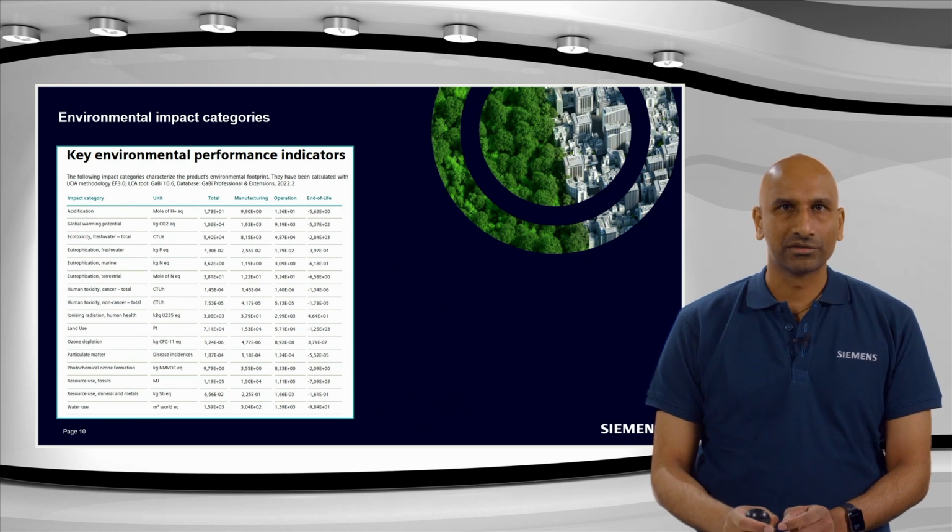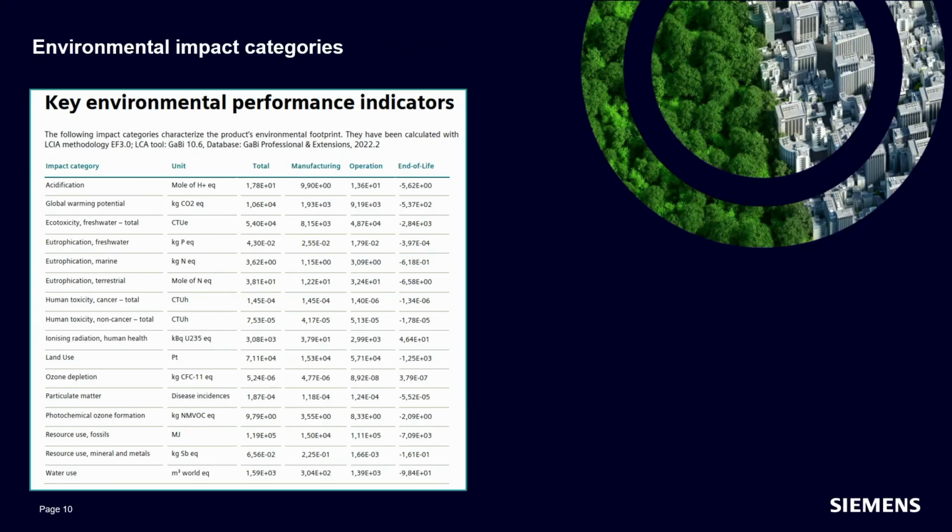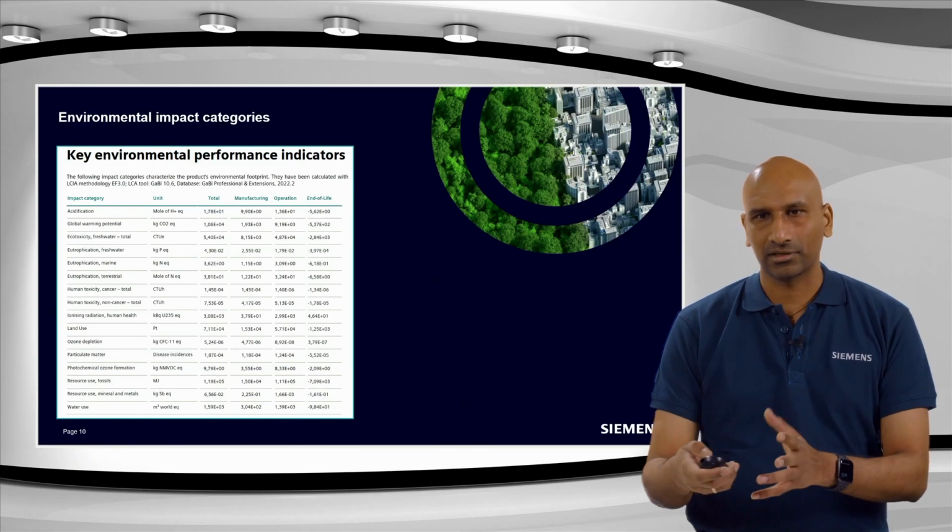In Siemens, we use the GaBi professional tool. It is an LCA tool. And in this section, you will see the list of 16 key environmental parameters that will be impacted by the switchgear throughout its life. And these 16 indicators are listed according to the EN 50693 standard. But just for your info, these are the focus categories as of today, which means they will be updated as per the new standards that are coming in the future.